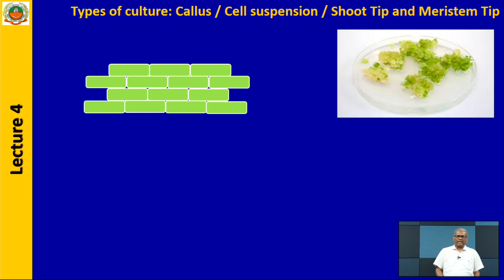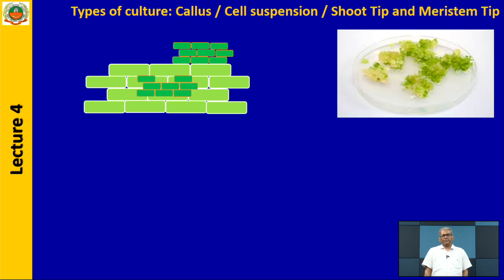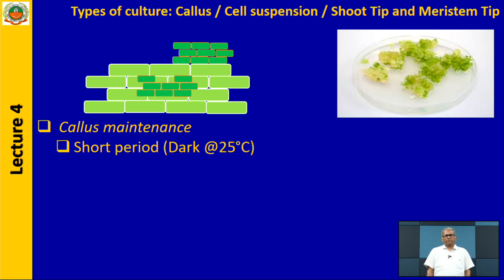So, callus can emerge from the damaged leaf surface or from the palisade or spongy parenchymatous cells that are seen between the upper and the lower epidermis. This callus has to be maintained during tissue culture based on the objectives. The callus can be stored for a short period of time or for a long period.